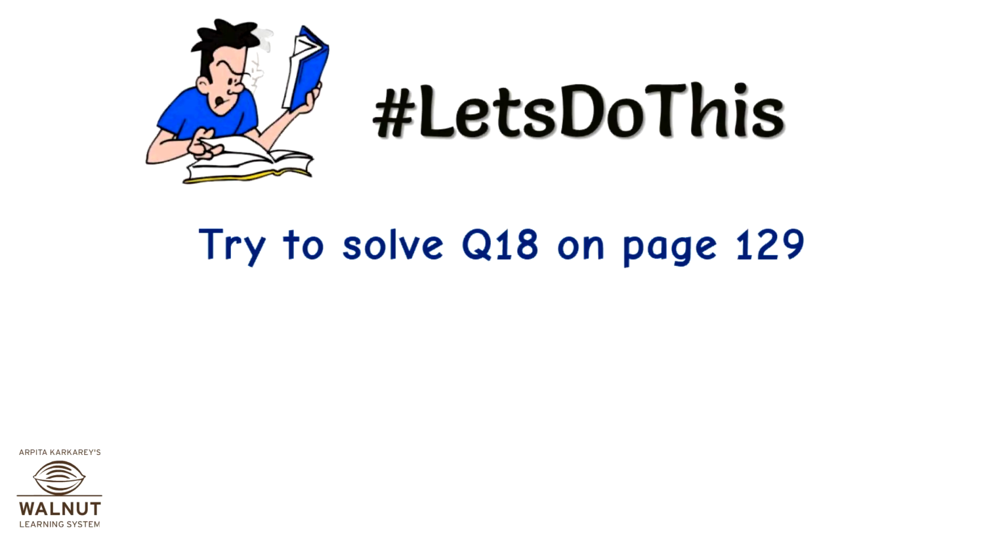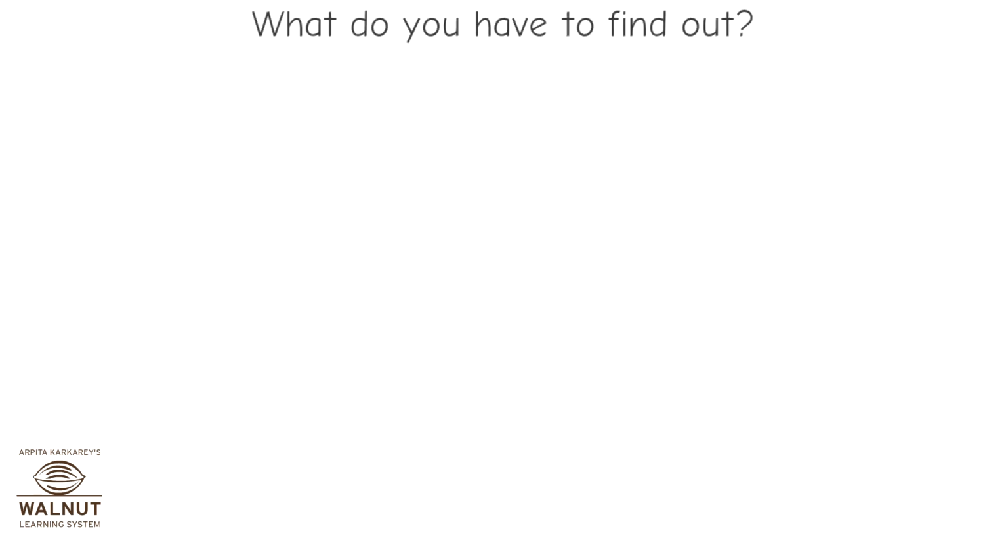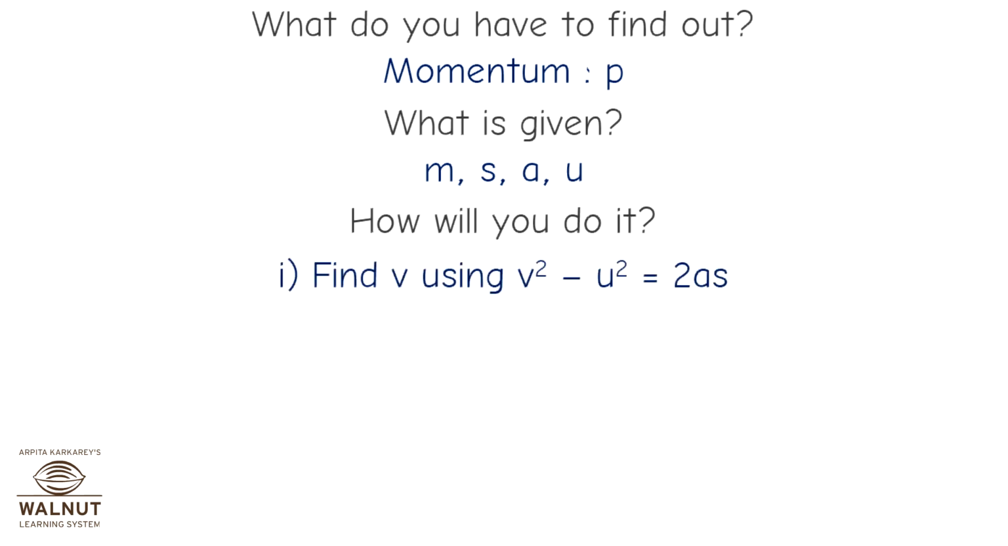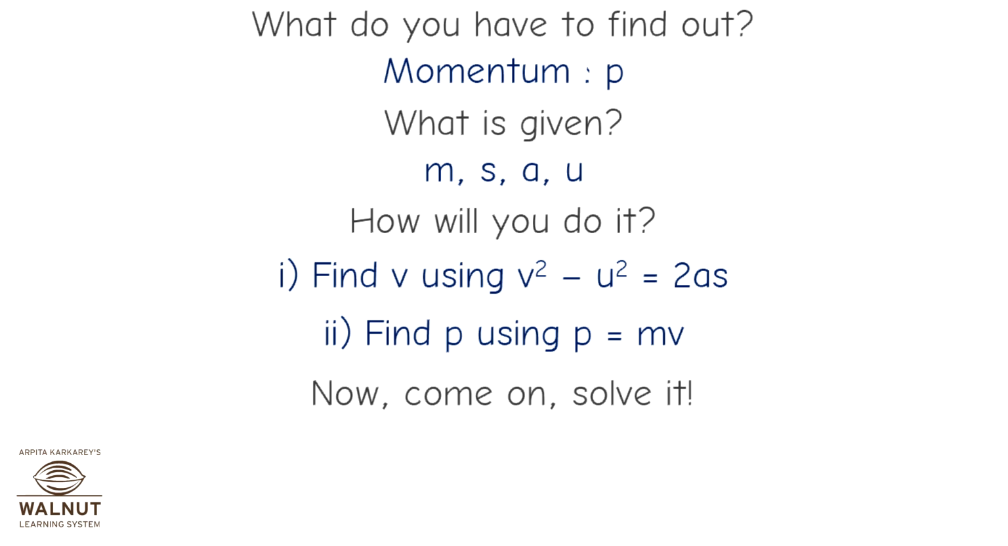Let's do this. Try to solve question 18 on page 129. What do you have to find out? Momentum P. What is given? M, S, A and U. How will you do it? 1. Find V using V square minus U square is equal to 2as. 2. Find P using P is equal to mv. Now, come on, solve it.